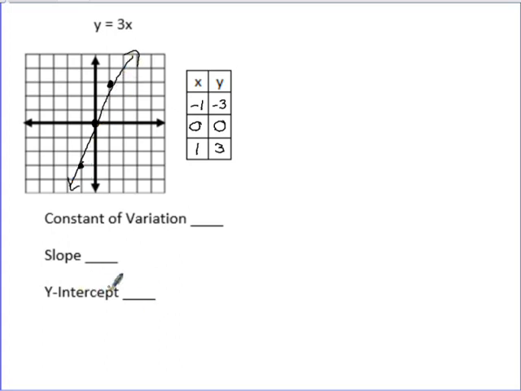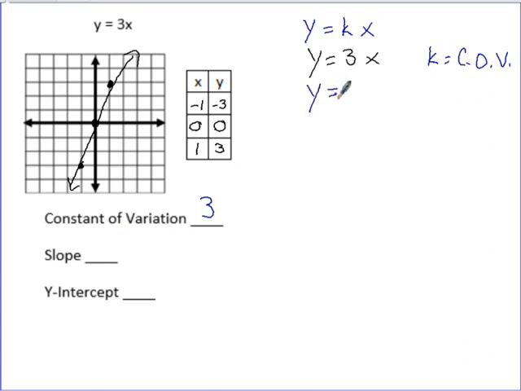Now I'm asked to identify some things: the constant of variation, the slope, and the y-intercept. Here's the equation we're using, y equals 3x, that's what we graphed. The direct variation equation, remember, is y equals kx, and k is the constant of variation. So in this case, the constant of variation is the number being multiplied by x, so it's 3.